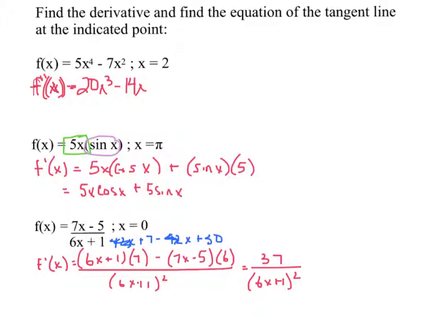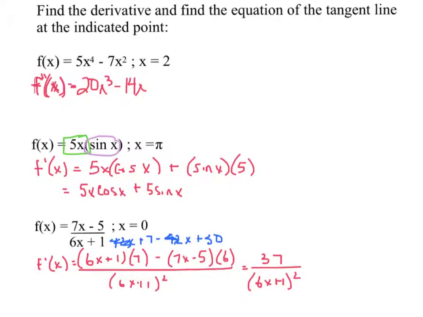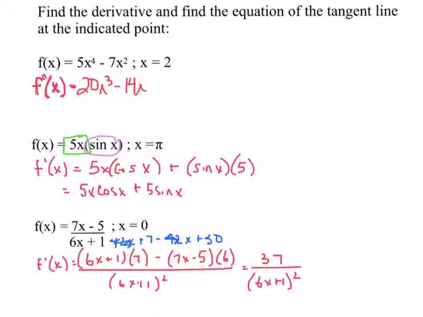Now let's go back and look at the tangent lines. And of course, for a tangent line you need both a point and a slope. So I know the point, at least the x-coordinate here. The x is 2. To get the y, I just plug 2 back in. So 5 times 16 is 80, minus 7 times 4, so 80 minus 28 is 52. So that's my y coordinate.